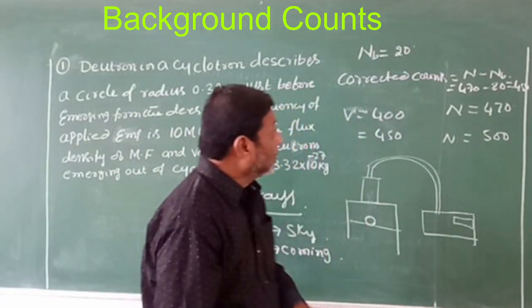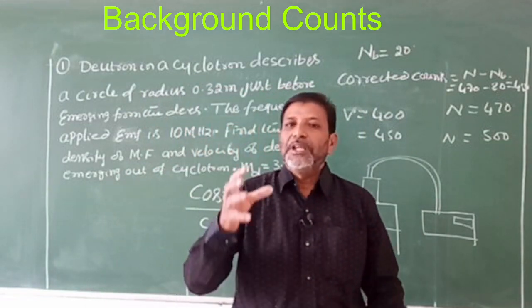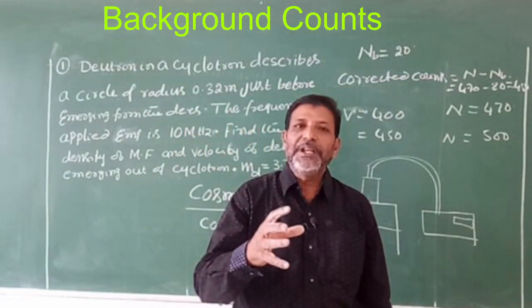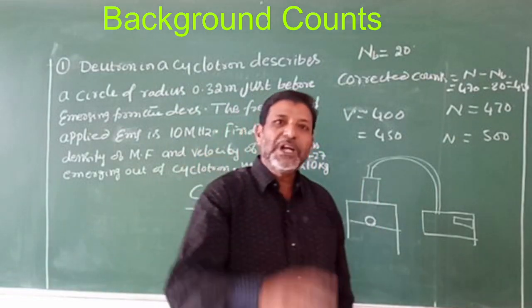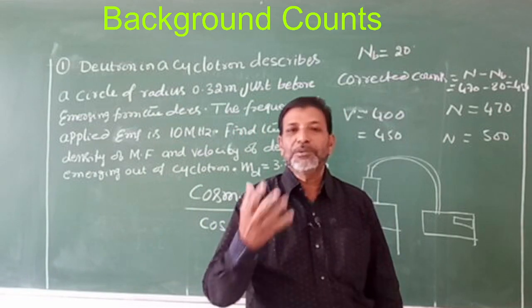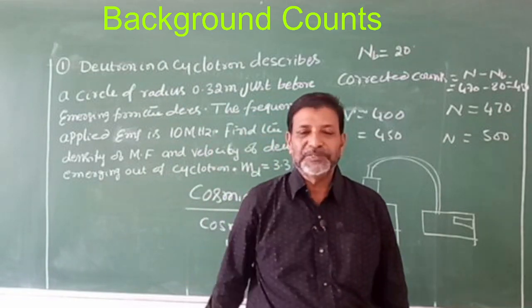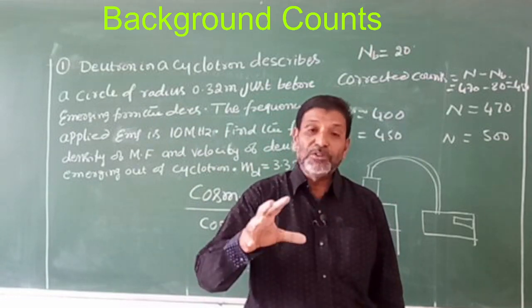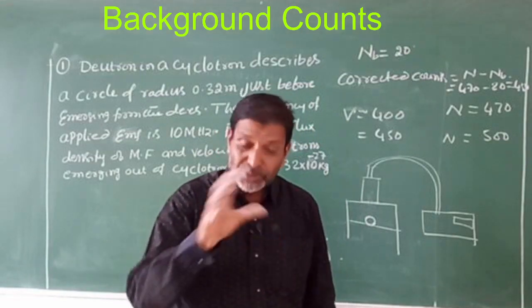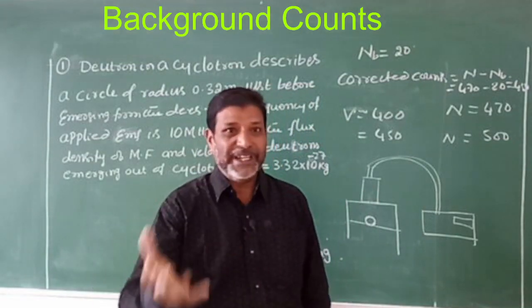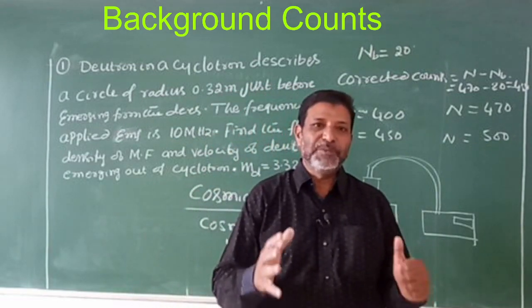Therefore, what are the background counts? That means whatever counts this counter is showing are not only due to the particles emitted by the source, but also due to the cosmic rays, isn't it? Those counts which are due to the cosmic rays are known as the background counts. This is a brief idea of the cosmic rays.